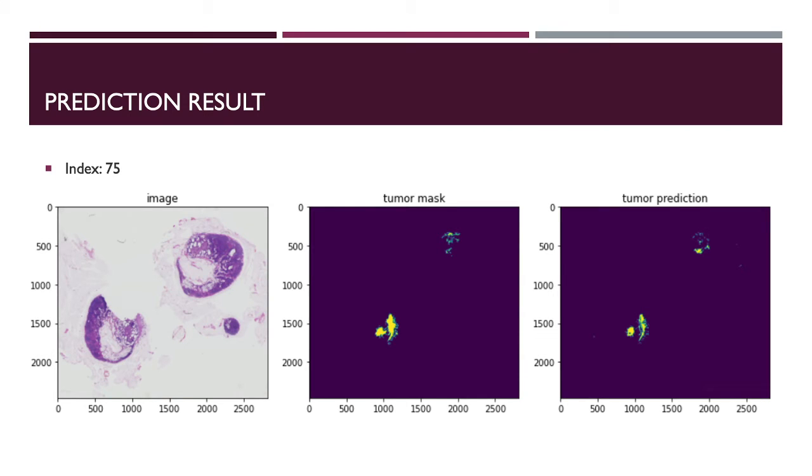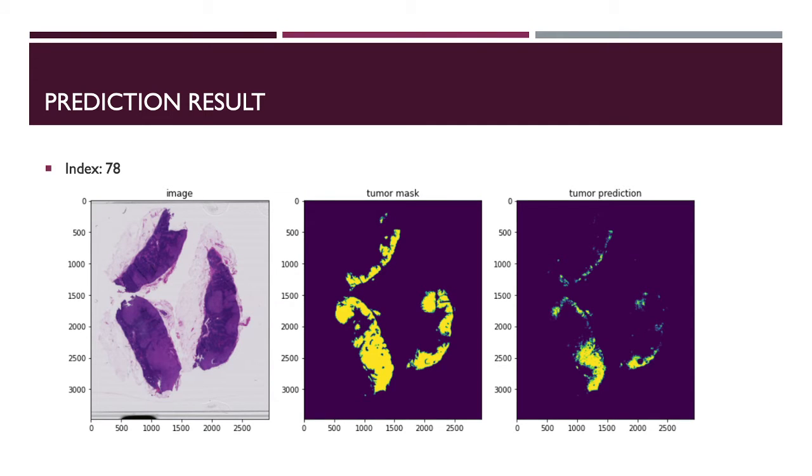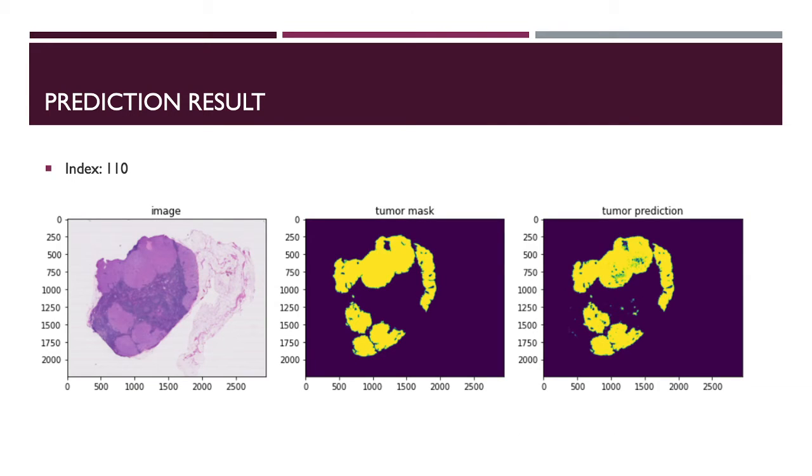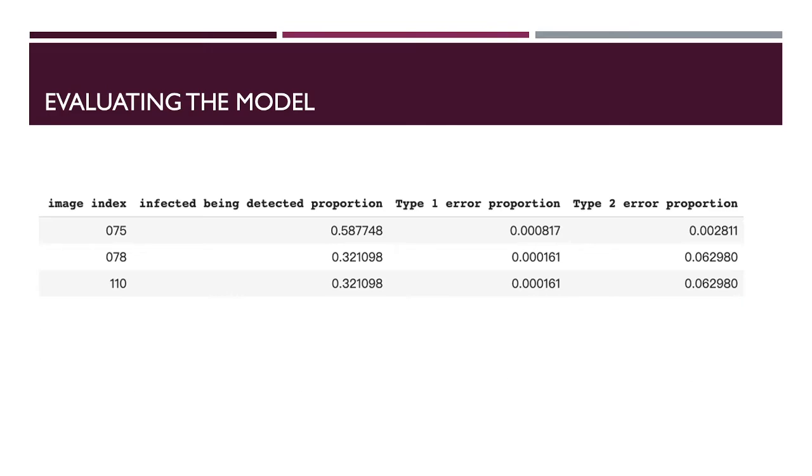For index 75, we can see that the shape of the infected area in the prediction is similar to the true mask, like in this area and this area, but with a much smaller area size. It is the same for index 78. The prediction has a smaller area. For index 120, it looks better, but some points inside the yellow area, like here, were predicted to be normal, but they are infected. To evaluate how the model performed, I use, first, the proportion of infected area that is being detected.